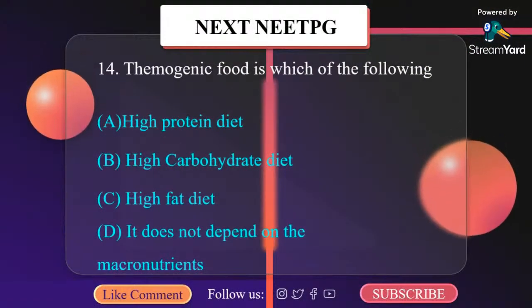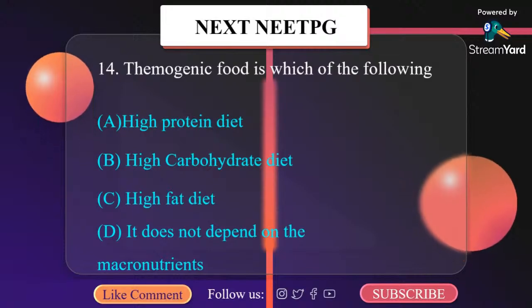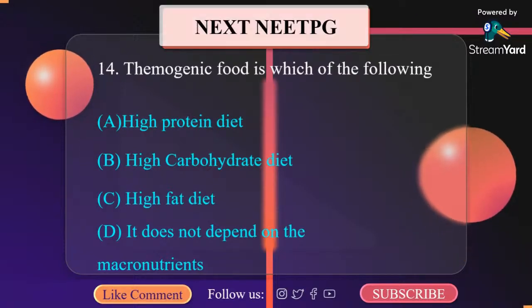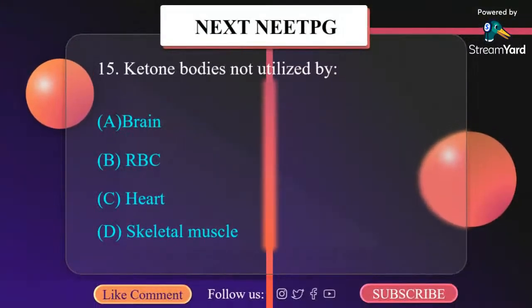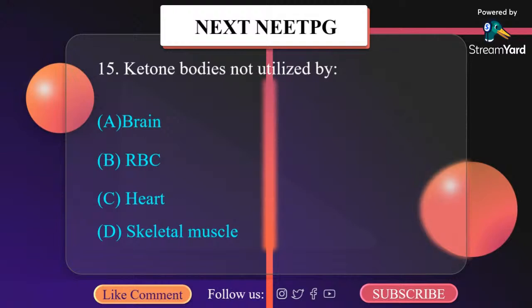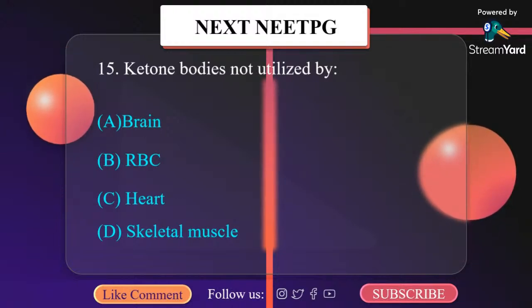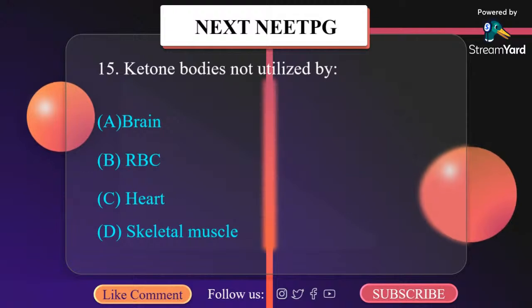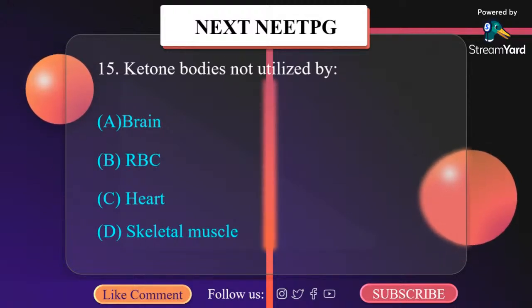Thermogenic food is which of the following? A, high protein diet; B, high carbohydrate diet; C, high fat diet. It does not depend on the macronutrient. It is high protein diet. Ketone bodies are not utilized by A, brain; B, RBC; C, heart; D, skeletal muscle. In RBC, there is no mitochondria, and the ketone body utilization pathway takes place in mitochondria. So RBC cannot utilize ketone body. So the correct answer here is B, RBC.